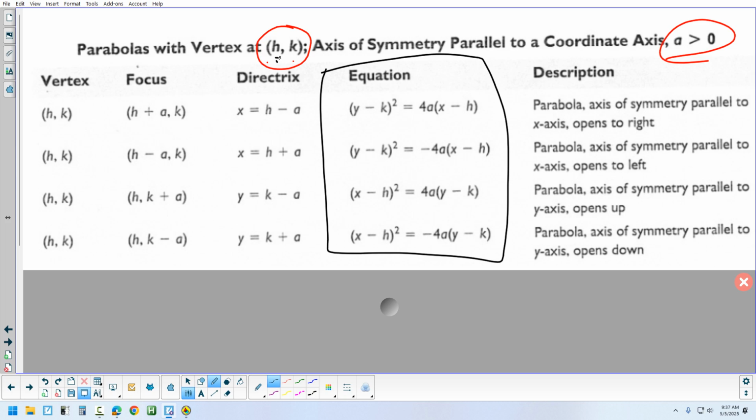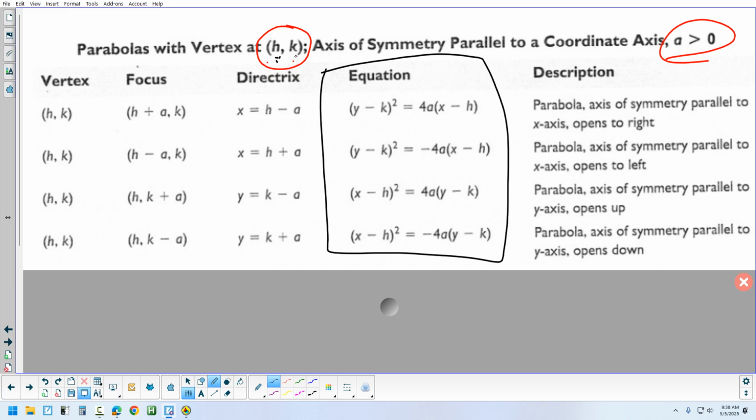K tells you the up and the down movement of the parabola. Y is the axis that goes up and down. So you always keep the Y and the K together. So it's basically the same equations we just had. Just change your X to X minus H and change your Y to Y minus K. And it's the same 4 equations.